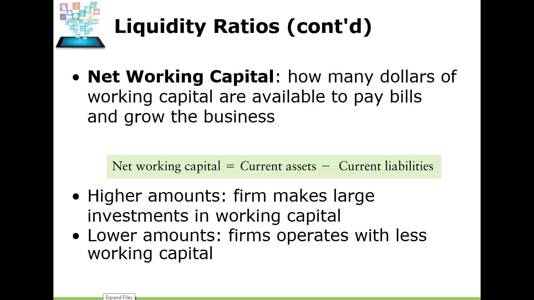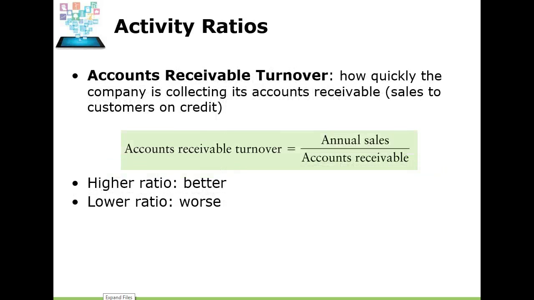So operating with a small amount of working capital can sometimes be difficult for a company, so we keep an eye on that. I wouldn't typically say that was a ratio, but it's something that's commonly talked about. Now, accounts receivable turnover is looking at sales, and specifically credit sales, divided by accounts receivable. So what we want is a high ratio here. This is sort of a multiple.